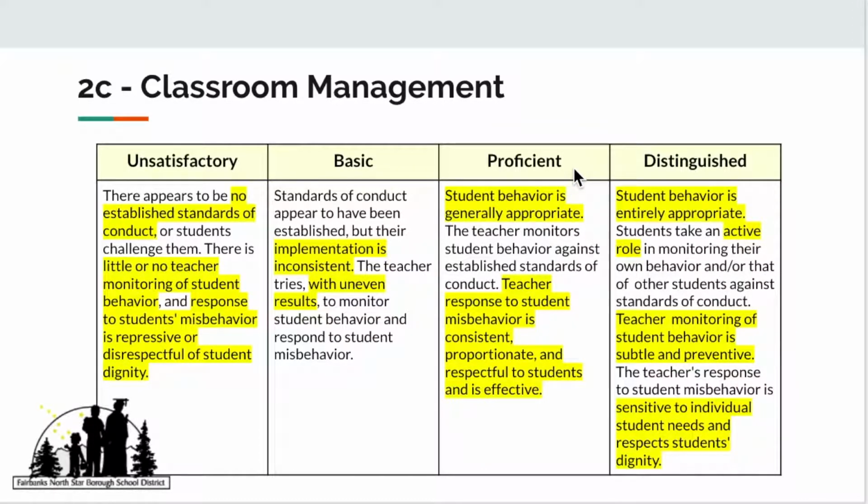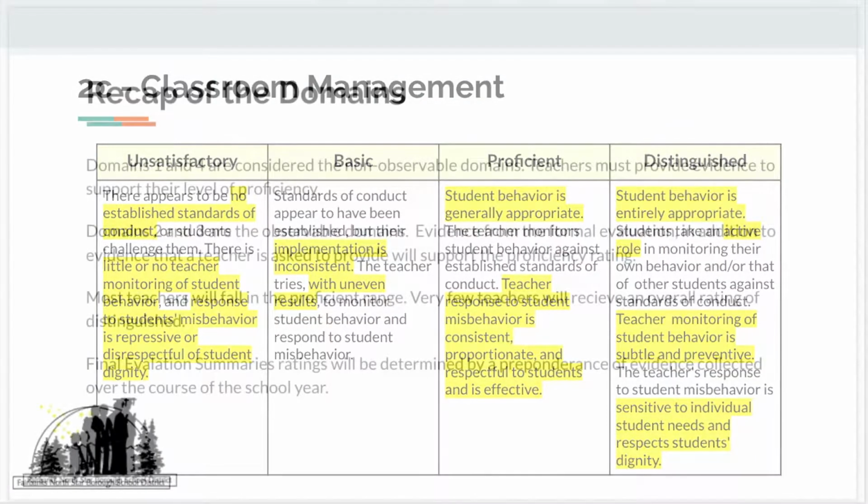In the proficient level, we are seeing generally appropriate behavior, in recognition that there are times when some students are acting out. And then we see consistent, sensitive, and effective. Finally, in the distinguished level, all students are appropriate. Students are taking an active role. The role of the teacher is subtle and sensitive. This is the hardest level to achieve due to the role that students play within each component. Remember that teachers will visit distinguished, but live in proficient.